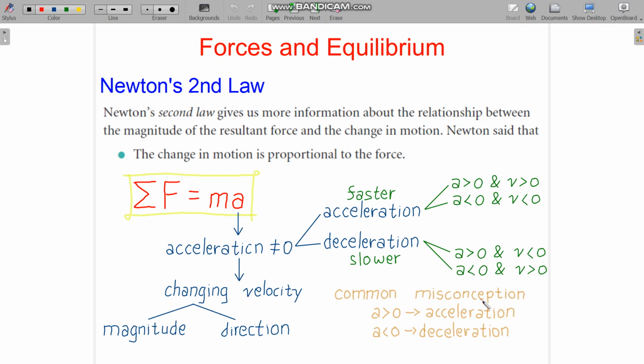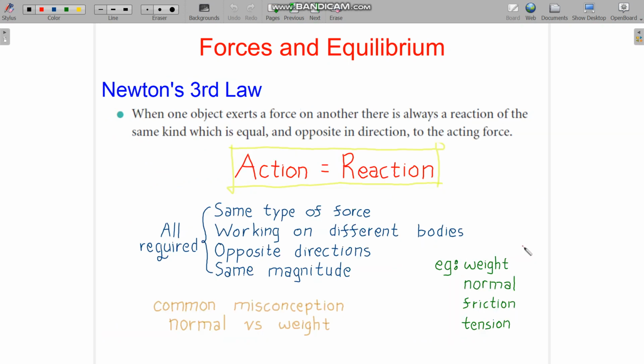A common misconception is when the acceleration is positive, it's always acceleration. Well, not always. Here the acceleration is positive, but it's a deceleration because the positive acceleration is in the opposite direction of the negative velocity.